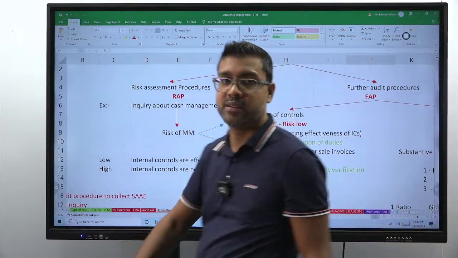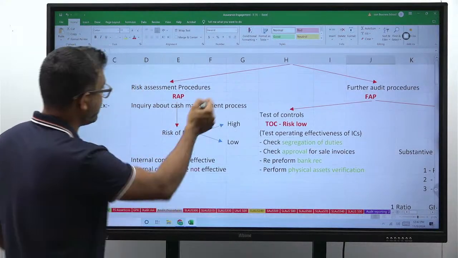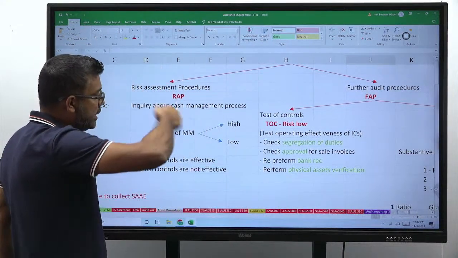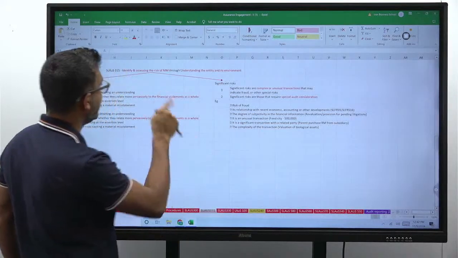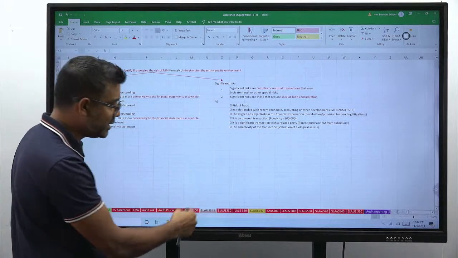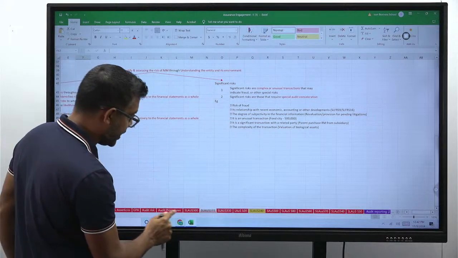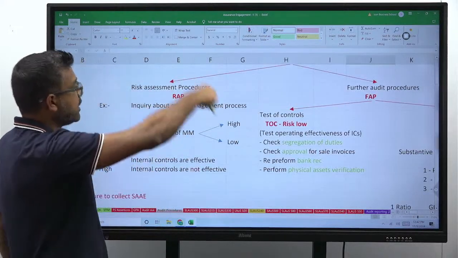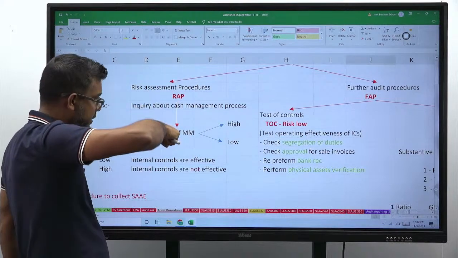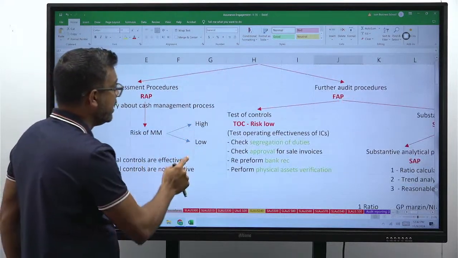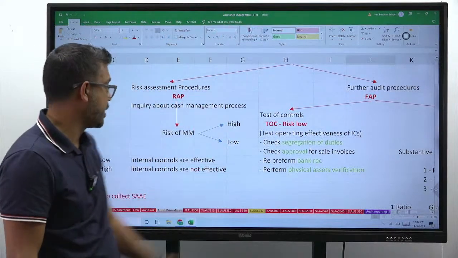Identifying and assessing risk of material misstatement. Basically, risk assessment procedures you perform as a part of the 315 standard. I'll come to this later. Once I explain audit procedures, it is easy for me to explain the 315 standard. So basically, this is 315: identify and assess risk through risk assessment procedures. Here, the outcome is high risk or low risk. High risk means significant risk. What is significant risk? I'll explain.